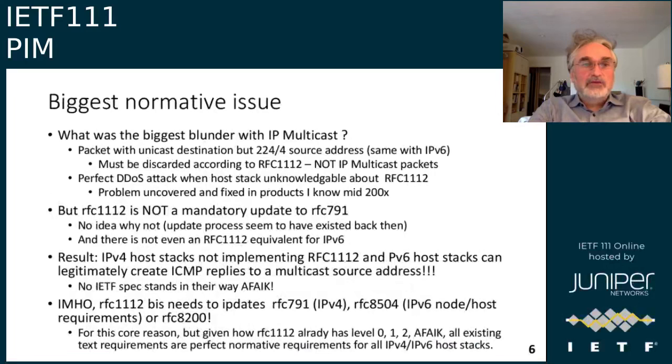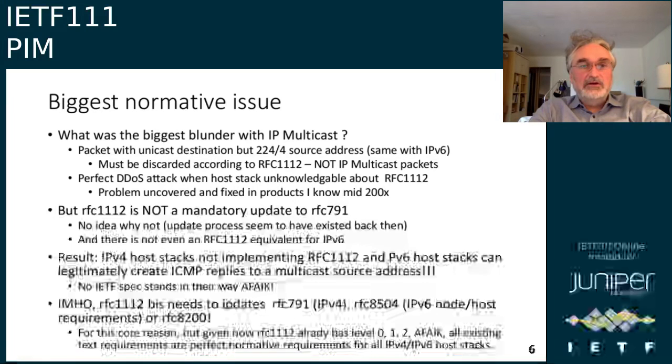So what was actually the biggest normative issue with this host stack? That was really that we had packets with a unicast destination address but source addresses in the multicast range. And those perfectly well resulted in distributed denial of service attacks, with the unicast destination returning a multicast packet with ICMP port unreachable or something like that. And that, of course, is correctly written as you must drop these packets in 1112, but 1112 was never mandated anyplace else. So a lot of implementations didn't do it.